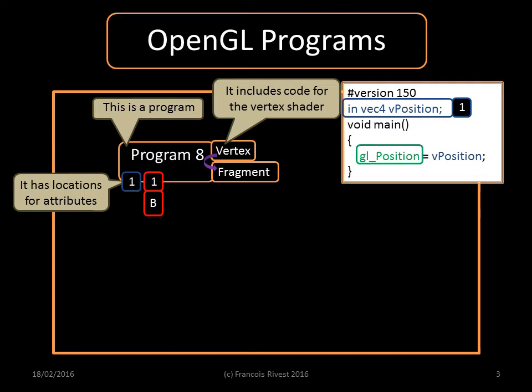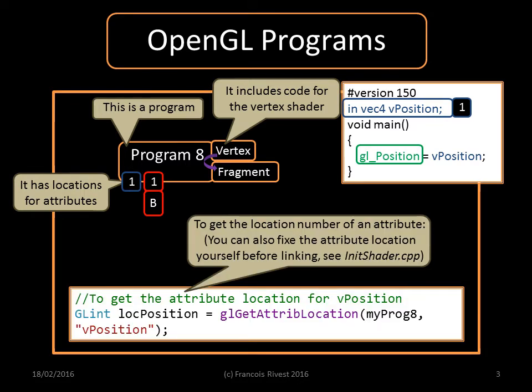Now, a very important part of the vertex shader is to return the final position of the vertex. If you want to know the location number for an attribute, you can use the following code at the bottom, which is glGetAttribLocation, the program number, whatever ID OpenGL returned when you created the program, and the name of the argument as a string. And that will return you the location of the attribute. You can see the initShader.cpp file from Angel's textbook, which we're using. You can also see that in there you can fix the location, so you can decide that vPosition is always location 1 instead of letting the linker decide.